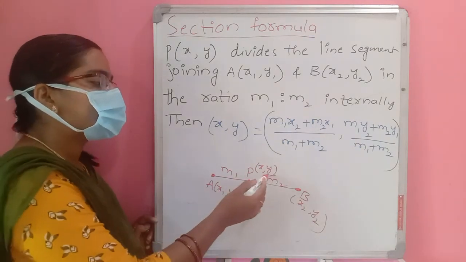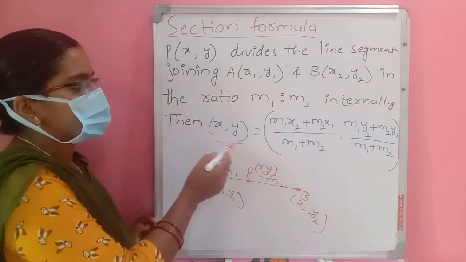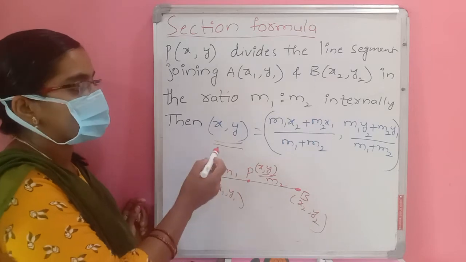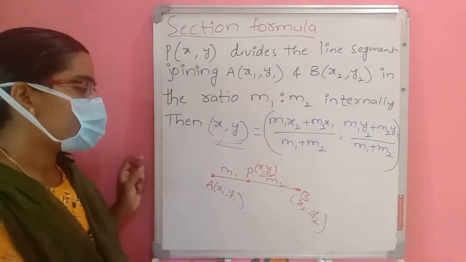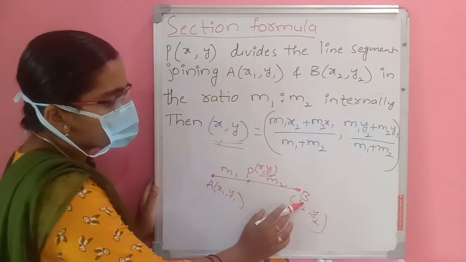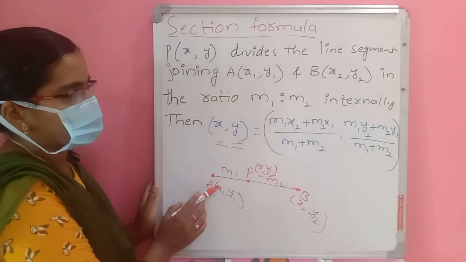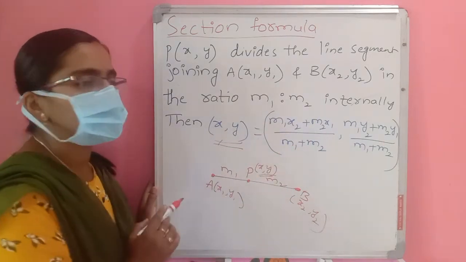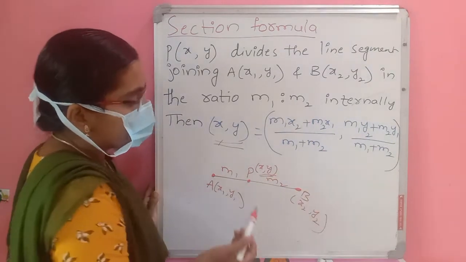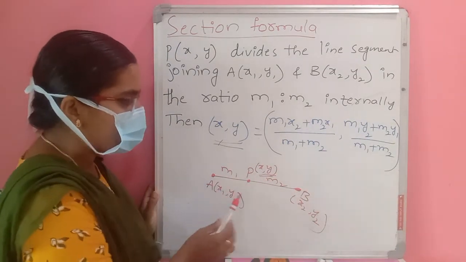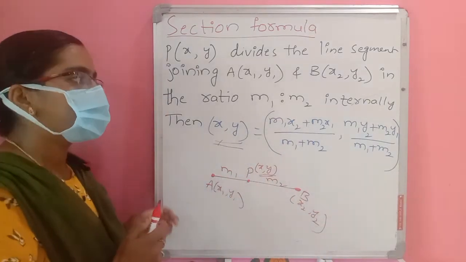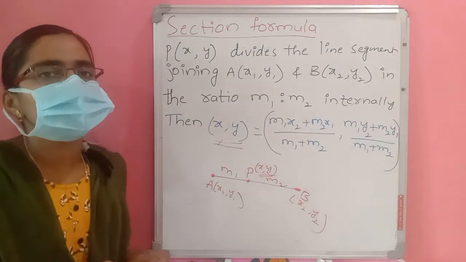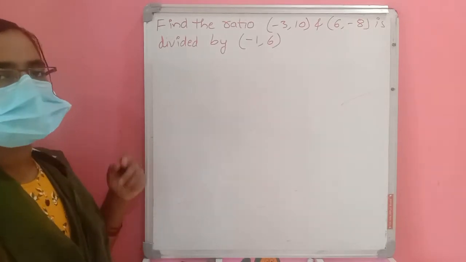Then the coordinates of P, x comma y, is equal to: this is the formula. x coordinate is (m1 x2 plus m2 x1) by (m1 plus m2). Y coordinate is (m1 y2 plus m2 y1) by (m1 plus m2). This is the section formula. Here we have a question.